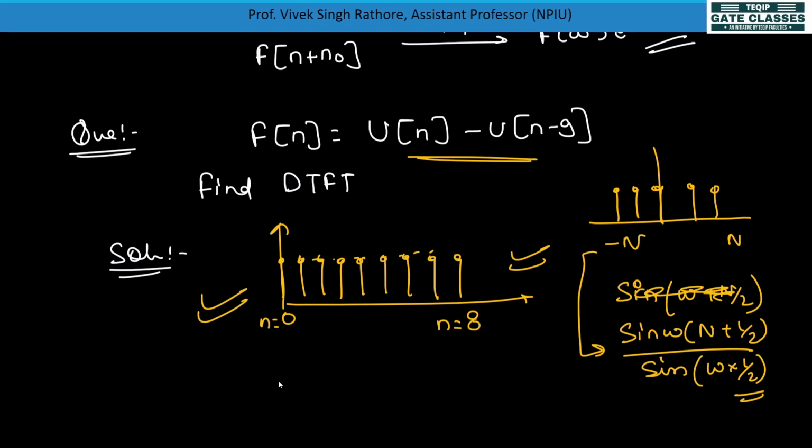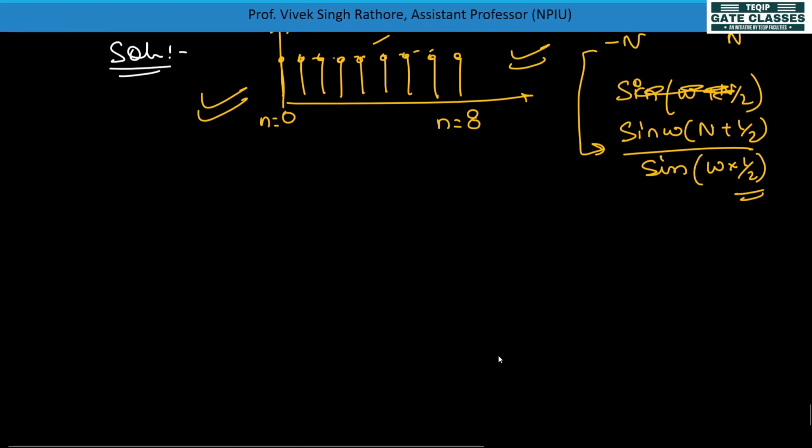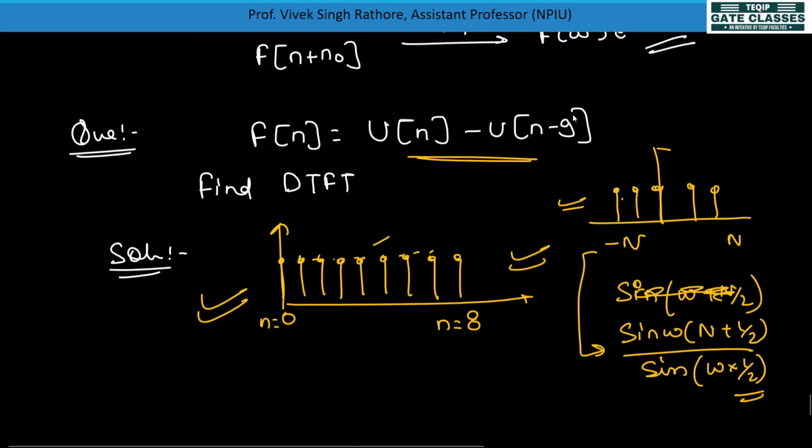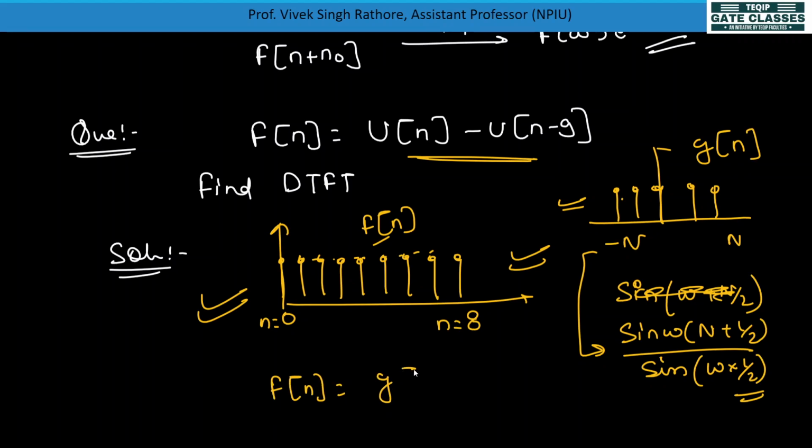Now what will it have? You can see that it is a time shifted signal of this, means this signal has been time shifted, and we have got this type of signal. Let's suppose this signal is f of n according to the question, and let's suppose the other signal is g of n. So what you can write is f of n can be written as g of n minus 4. Obviously this signal has been shifted by 4 values.